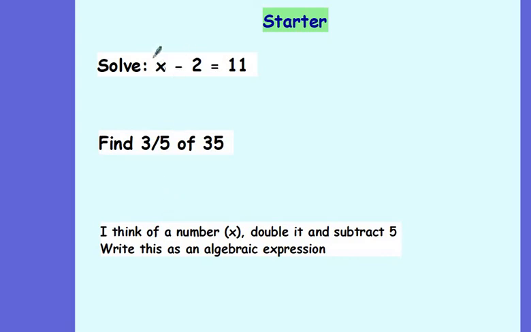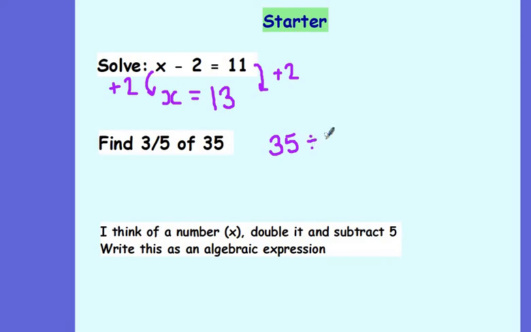Right, that first question, I want to find out what x is on its own. So to do that, I need to add 2 to both sides. Adding 2 to both sides tells me that x on its own is equal to what, Brooke? 13. Excellent, thank you very much. I want to find 3/5 of 35. To find 1/5 of 35, I need to divide it by what, Lucy? 5, great. So 1/5 is going to be 7.